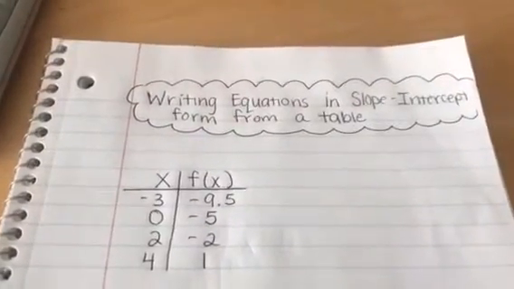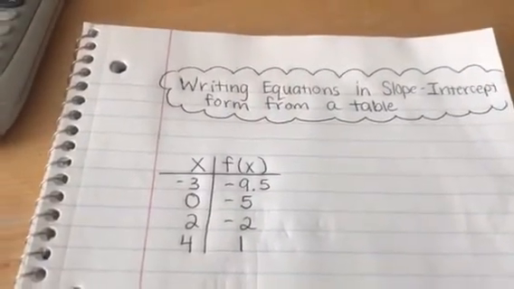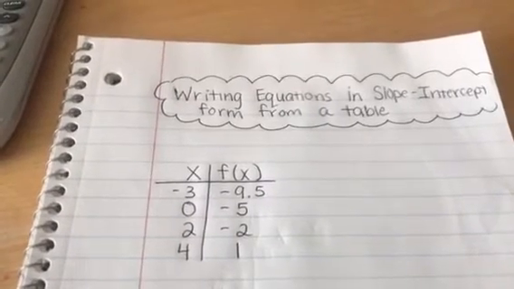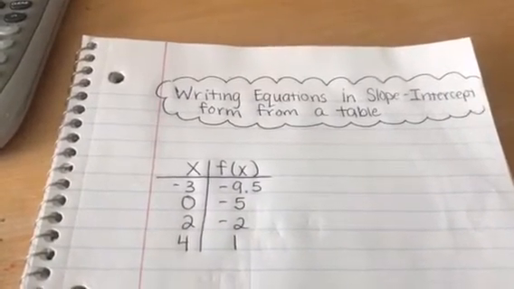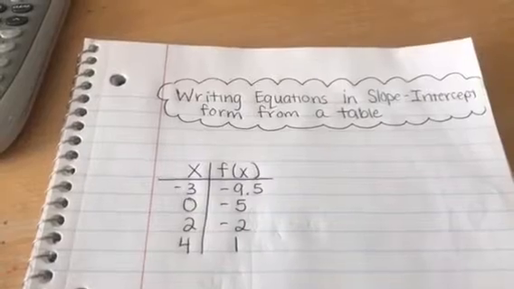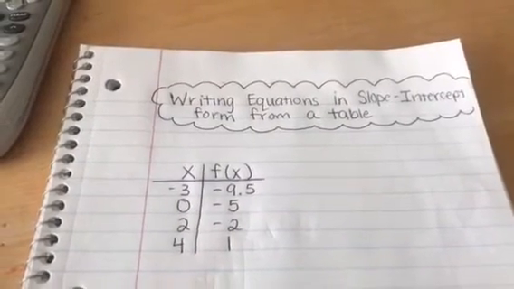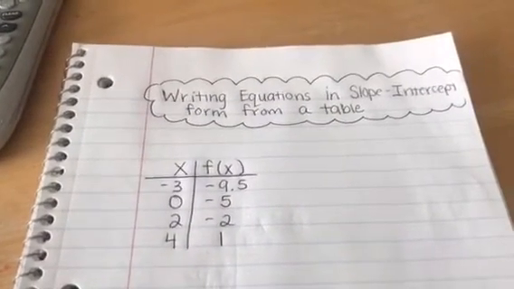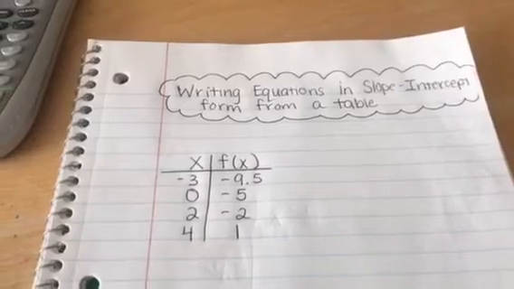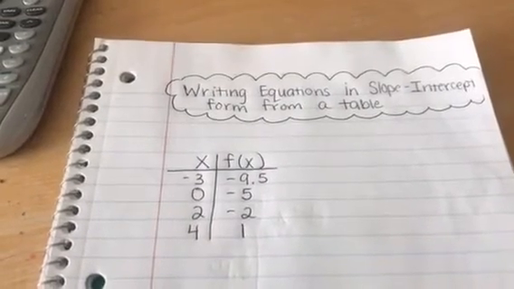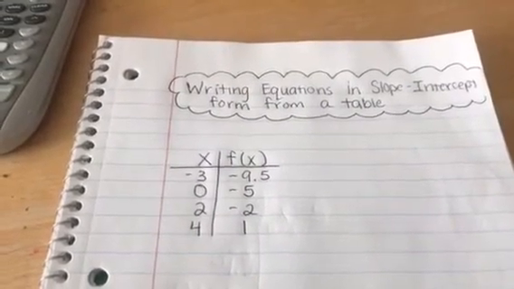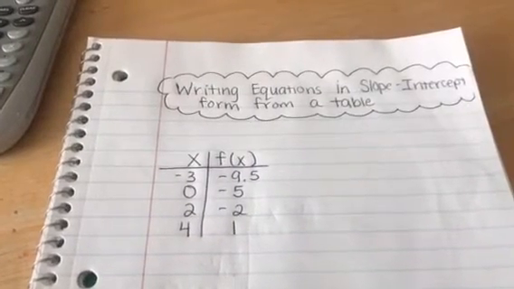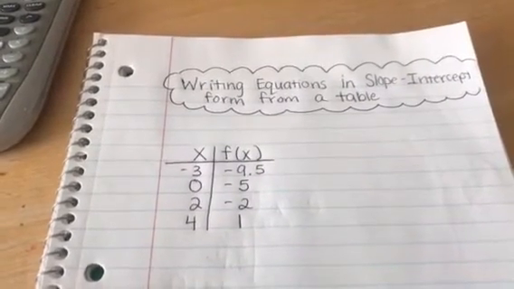Hey y'all, last time in class we talked about writing equations in slope-intercept form from a table. Our goal today is to master it. We'll have a quiz over this and a few other things. So go ahead and take out your journal, write this heading, and copy down this table. Feel free to pause the video right now so that you have time to copy it.